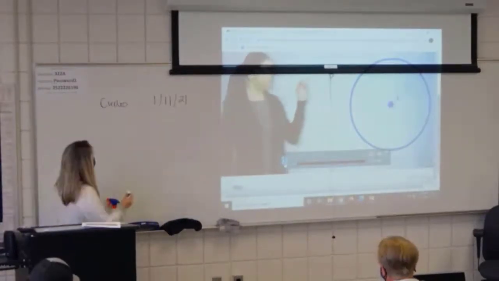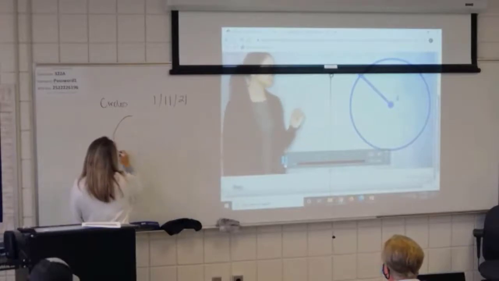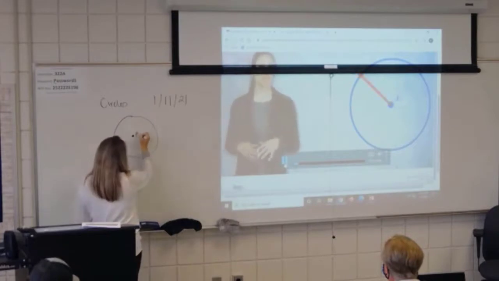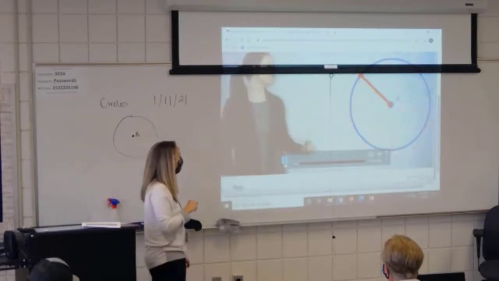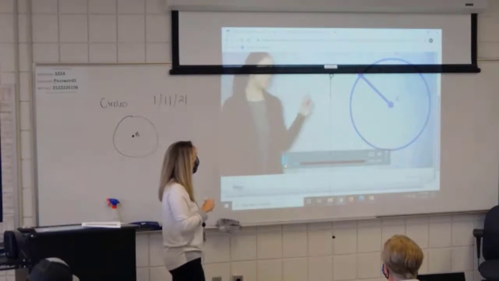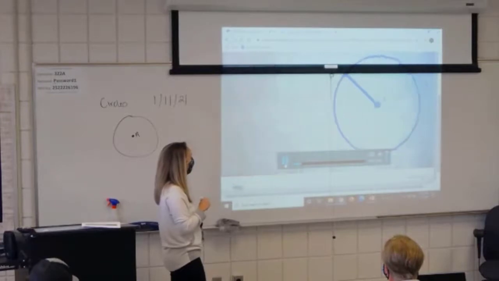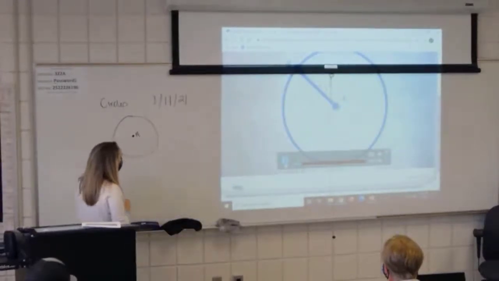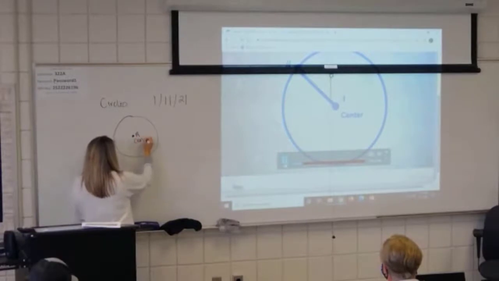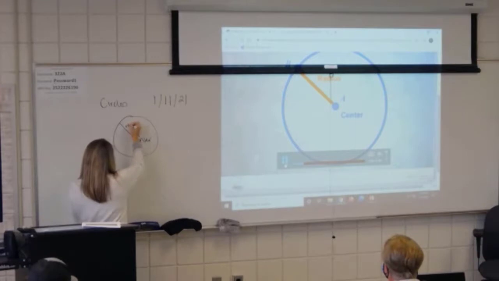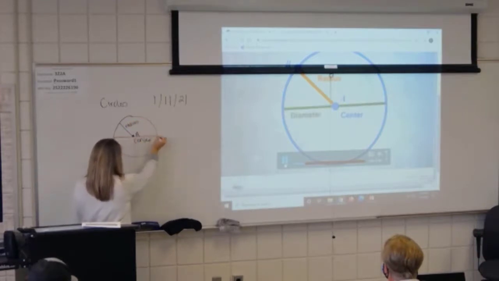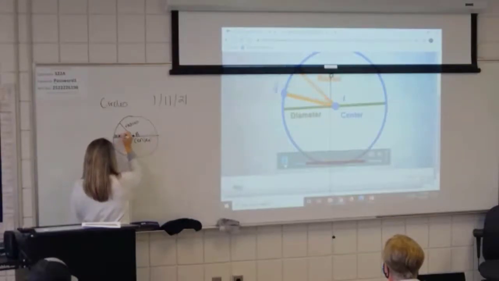If the length of this line segment represents the distance from point A, we can find all the points that are the same distance away by rotating the line segment around point A. Every point on this circle is the same distance away from the center point. The center point is called the center. The distance from the center to the circle is called the radius. A line that passes through the center with endpoints on the circle is called a diameter. The length of the diameter is twice the radius.